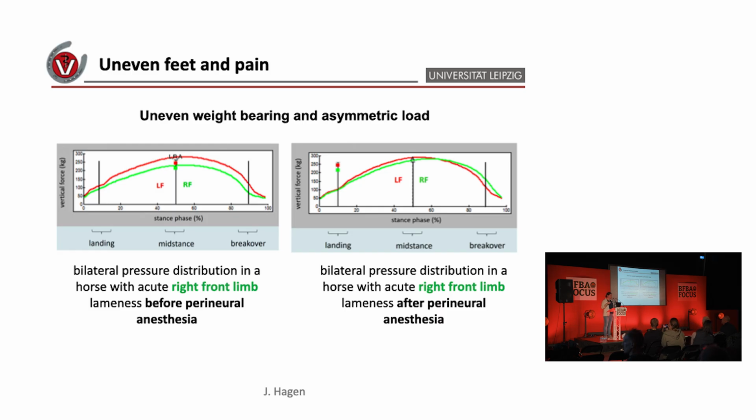And if you solve an acute pain, yeah, the horse directly reacts. So you give a painkiller, you give some medications, and all of a sudden you have a better and more equal weight bearing at the hoofs.